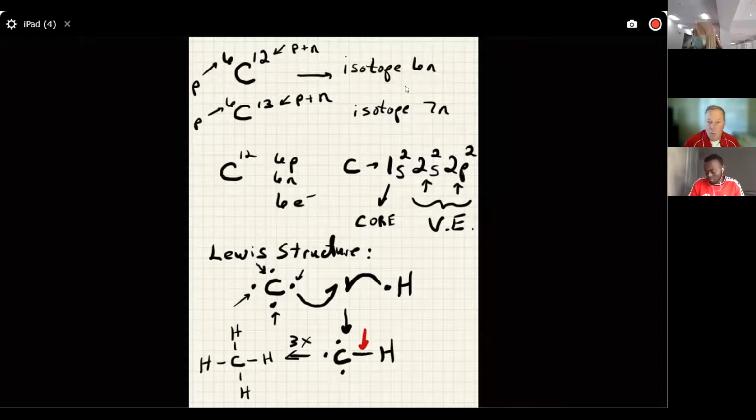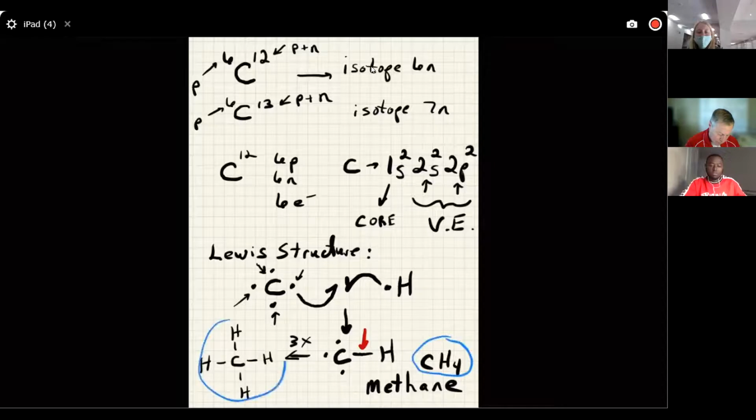That molecule is known as methane. Oh, sorry, misspelled. Methane, CH4. Notice I just drew this a couple of different ways. I drew it like this, and I drew it like this. Those are 2 different representations for methane. All right.